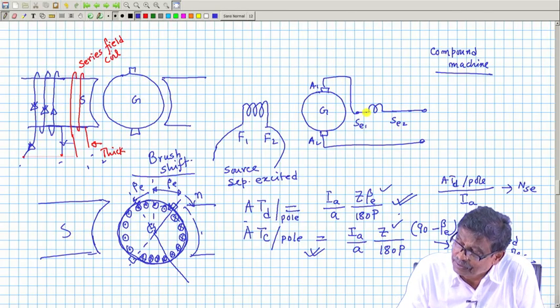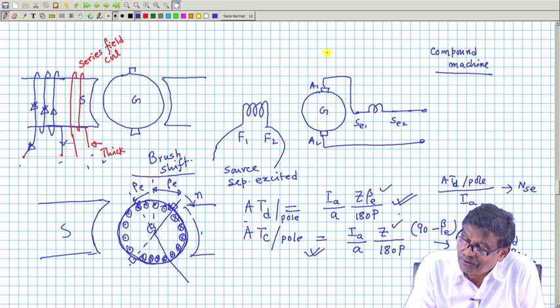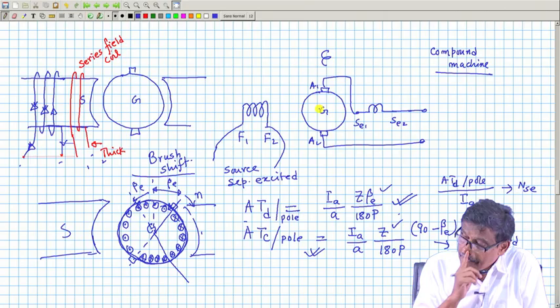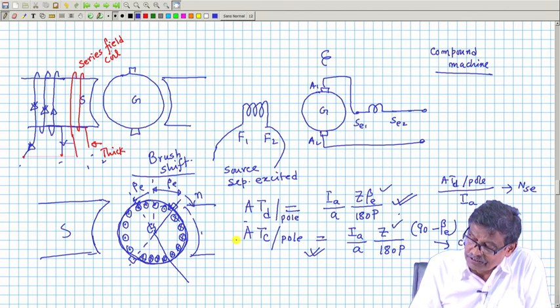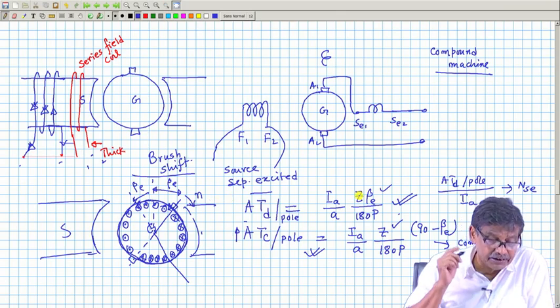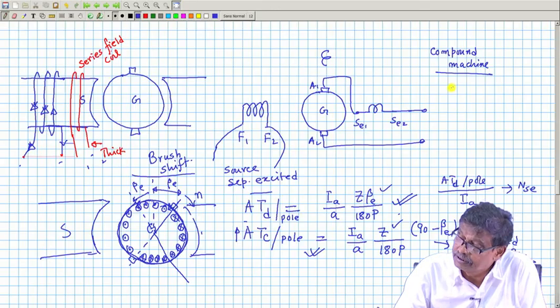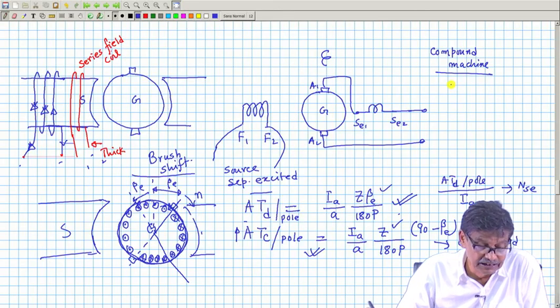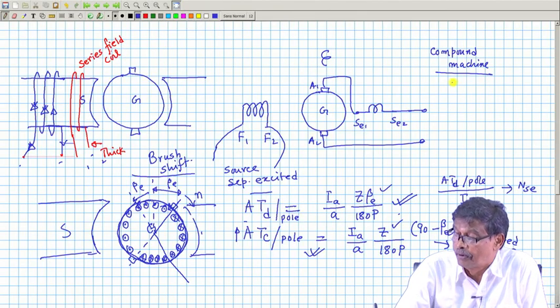And see, that is why I have drawn the series field coil like this. The interpole coil I will draw like this, its axis is this. ATC always acts vertically, ATD always acts horizontally, demagnetizing. So, I will request you to try to solve at least these 3 problems from Parker Smith's book.